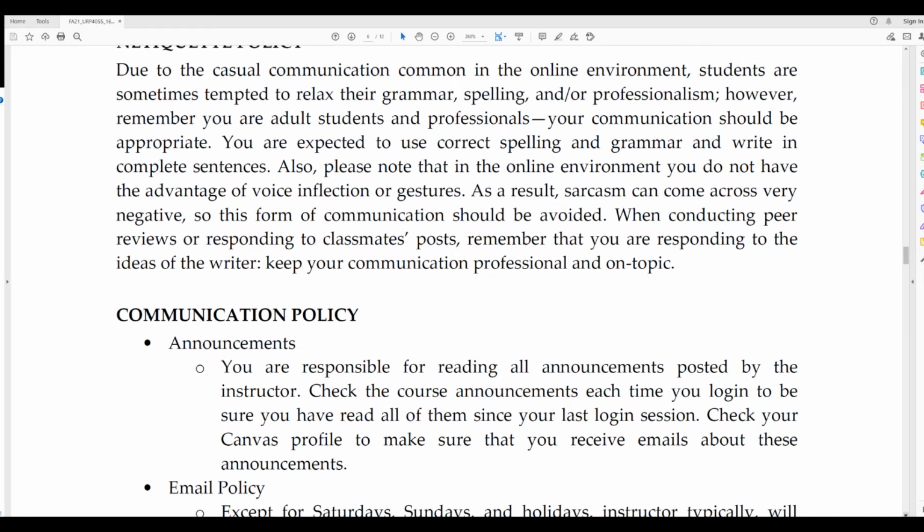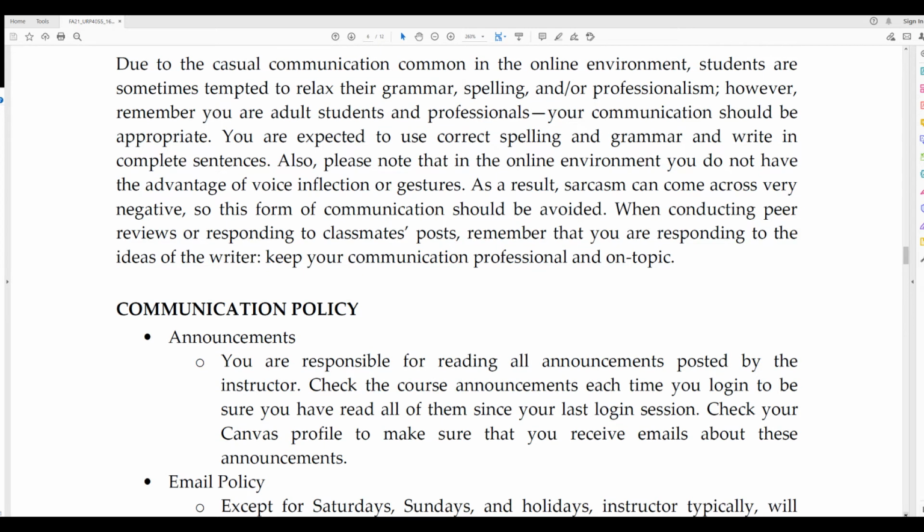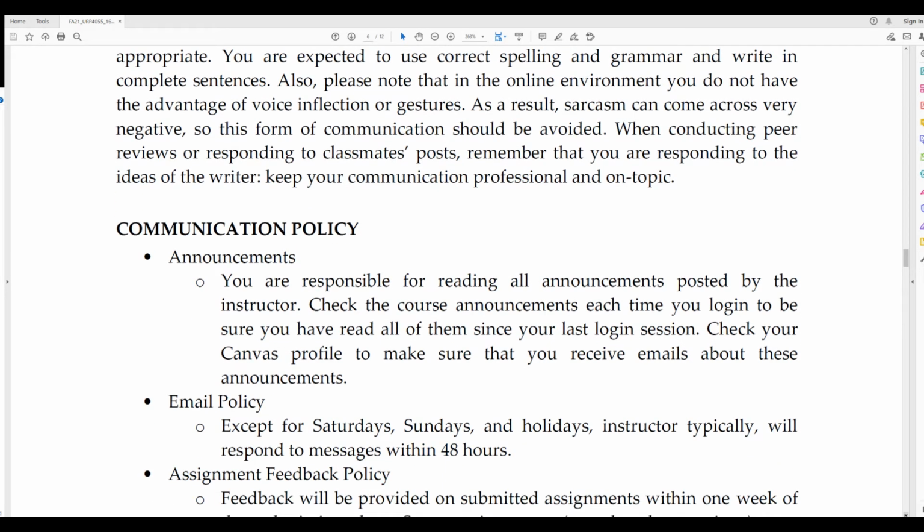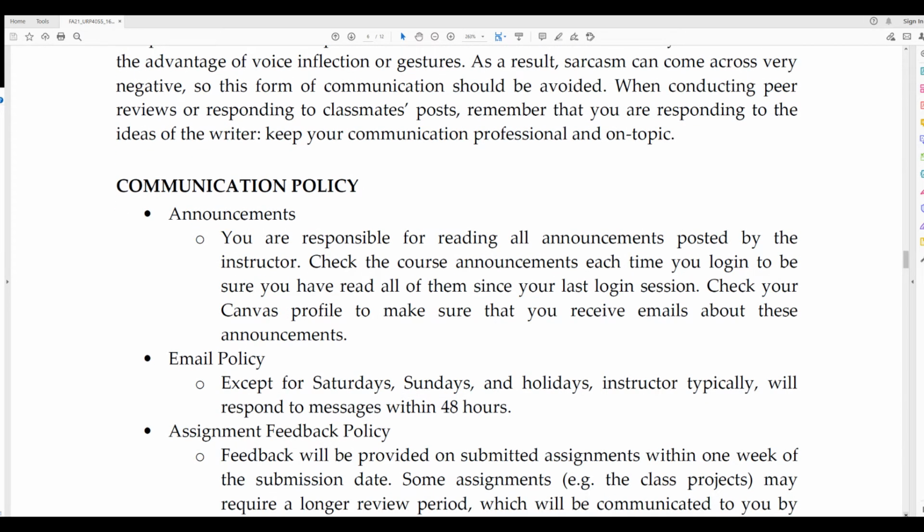Communications: announcements will be the major communications if I have to notify you of any updates or anything new. And please make sure that you receive those updates through your email as well. If you don't receive emails about those announcements, please check your Canvas profile to make sure that you enabled receiving notifications from the announcements.